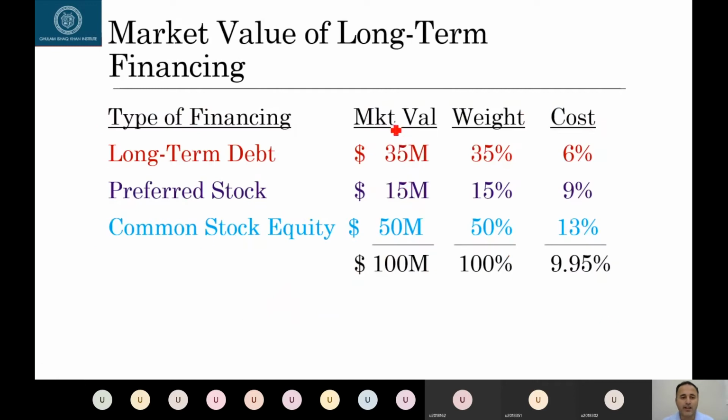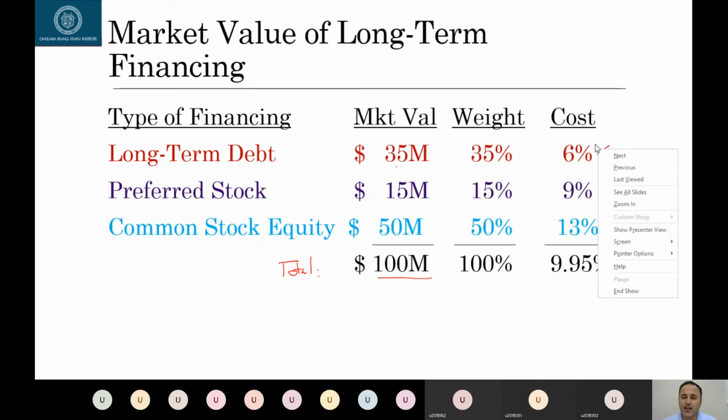As you remember from one of my slides, we were considering a very simple example. There was a company in which the investor supplied capital was $100 million. $35 million was long-term debt, 15 million was preferred stock, and common stock equity was 50 million. These are the weights. How do we calculate the weights? Of course, individual components divided by the total. So this is the total.